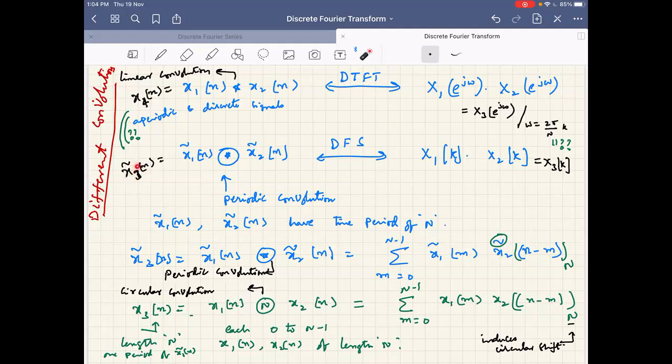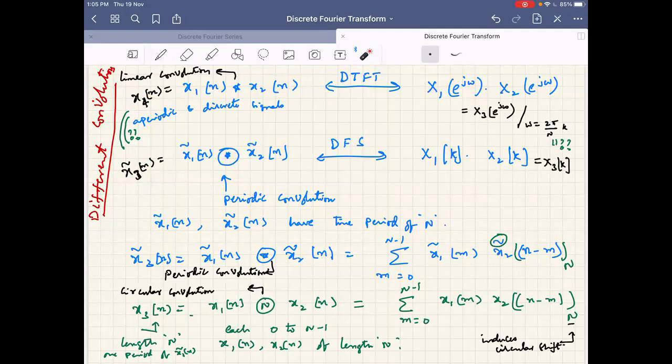Whereas what is the length of x3 of n through periodic convolution? It is only capital N. This is 2N minus 1 and this is capital N. So no way these two can be exactly the same. However, they may be related, because these sequences and these operations are related.